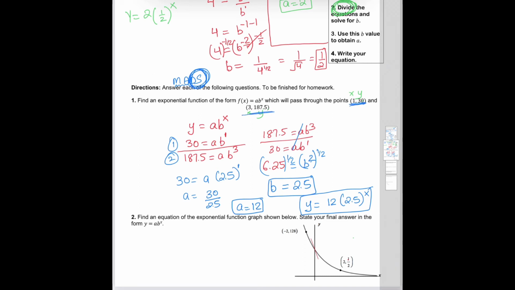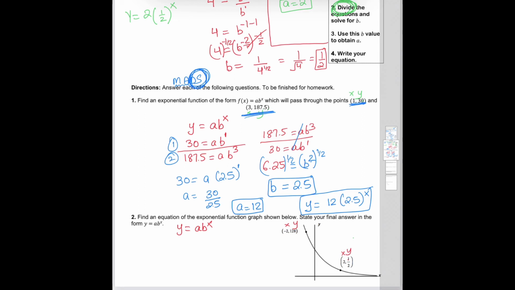And you can always check. Put this in y1 and go to your table and see, are these points in your graph? Okay, the next question. Again, if you look at this graph, it is a decay, right? So it's a decay, so that means your b should be a number between 0 and 1. Remember, your b cannot be negative. So here, again, you're going to use those 2 points to come up with your equation. So I'm going to rewrite the equation, y equals ab to the x.